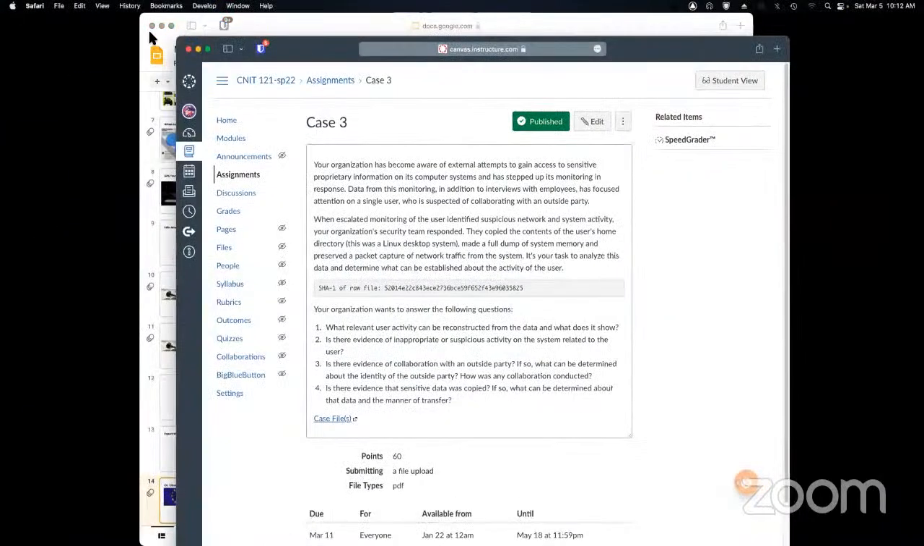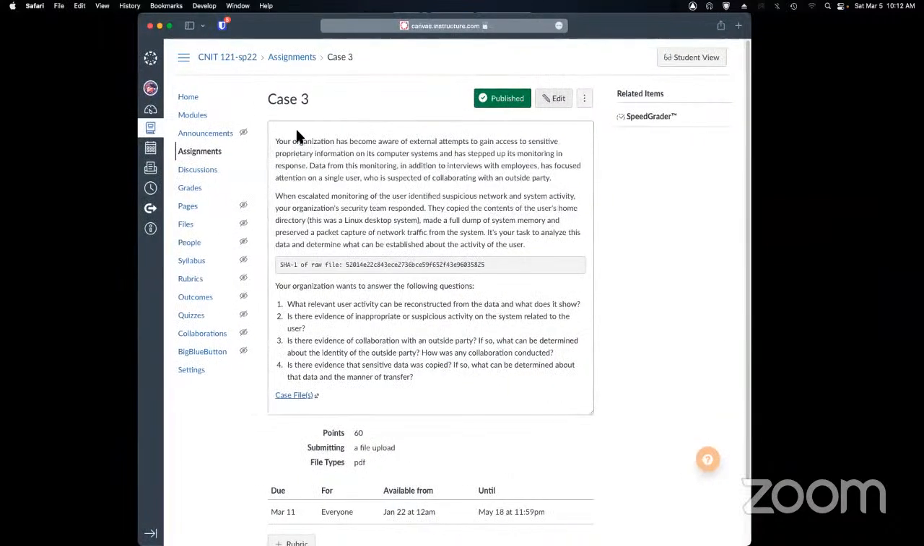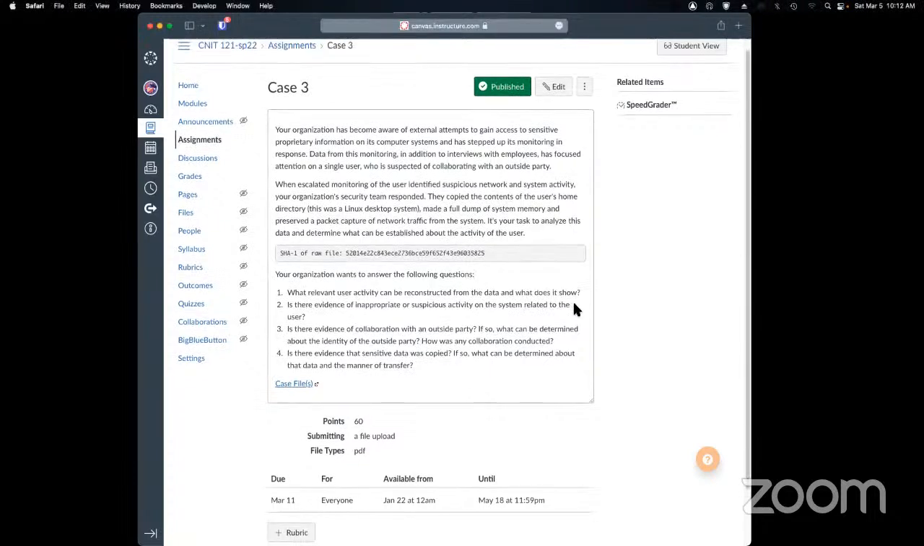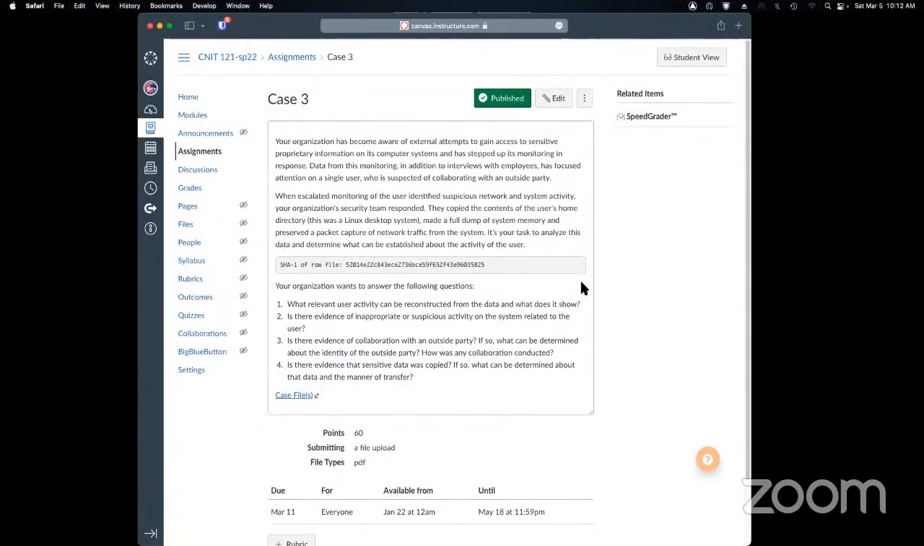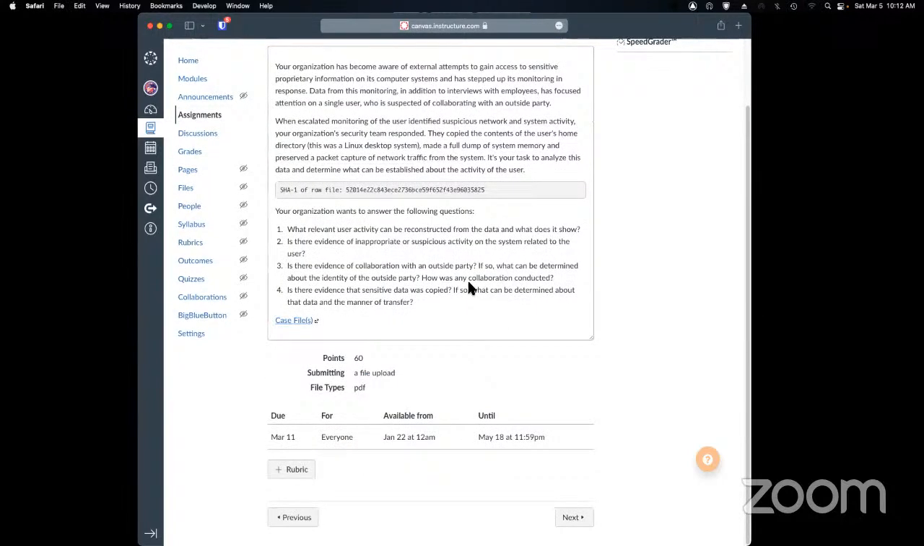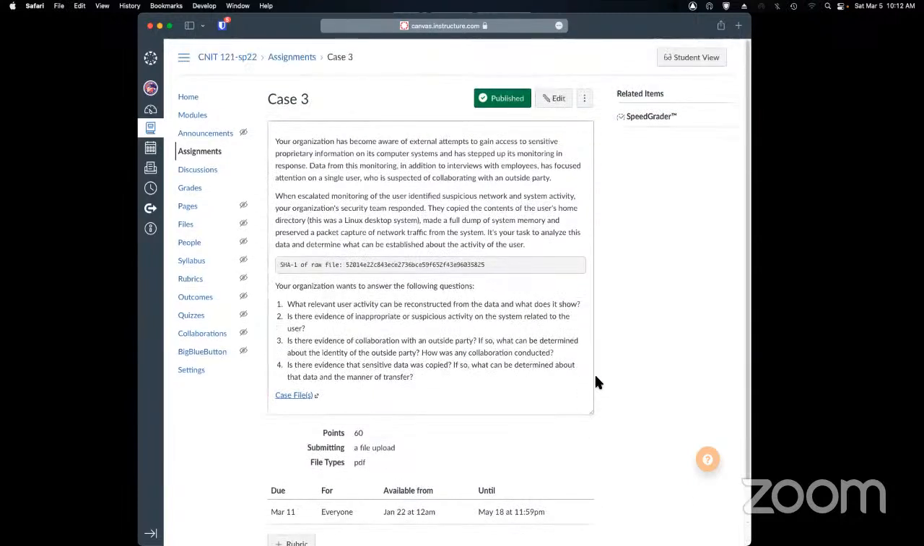This week, you get another case. Hooray. This time, there are 4 questions to answer. But this is not a quiz like the prior 2.